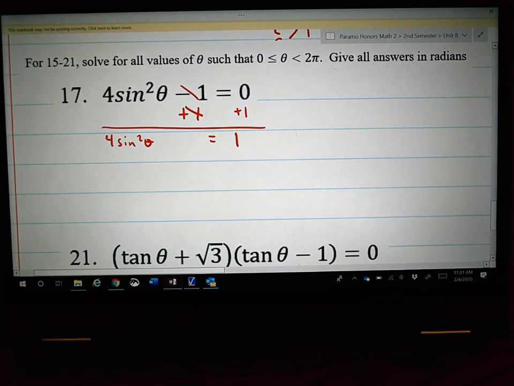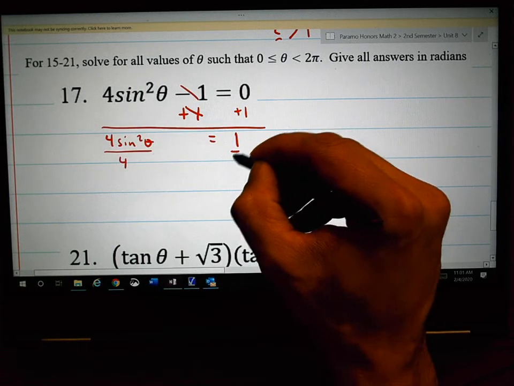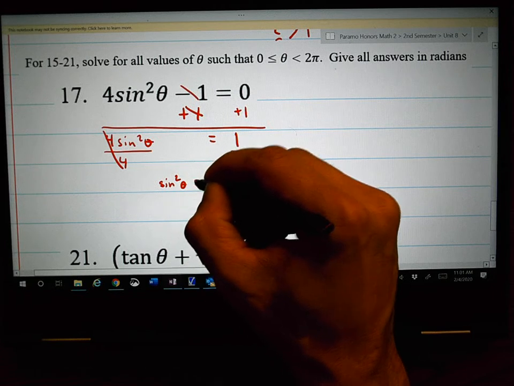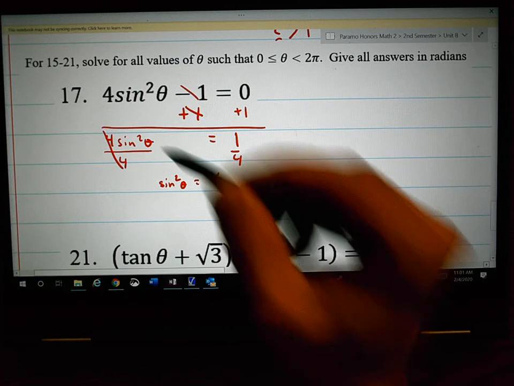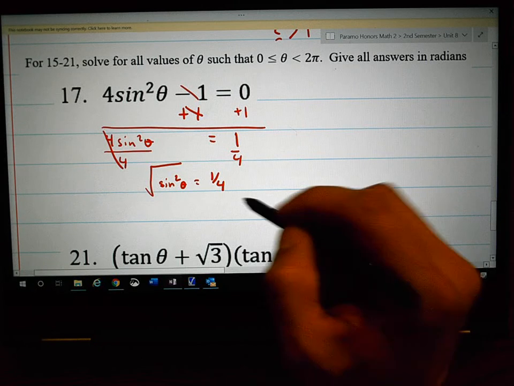Four is multiplying sine squared, divide by 4. Now we have something different. We have sine squared of theta is equal to 1/4. This is where step 2 comes into play. Square root anything that is squared. The opposite of squaring something is rooting it. Whatever you do to one side, you do to the other.